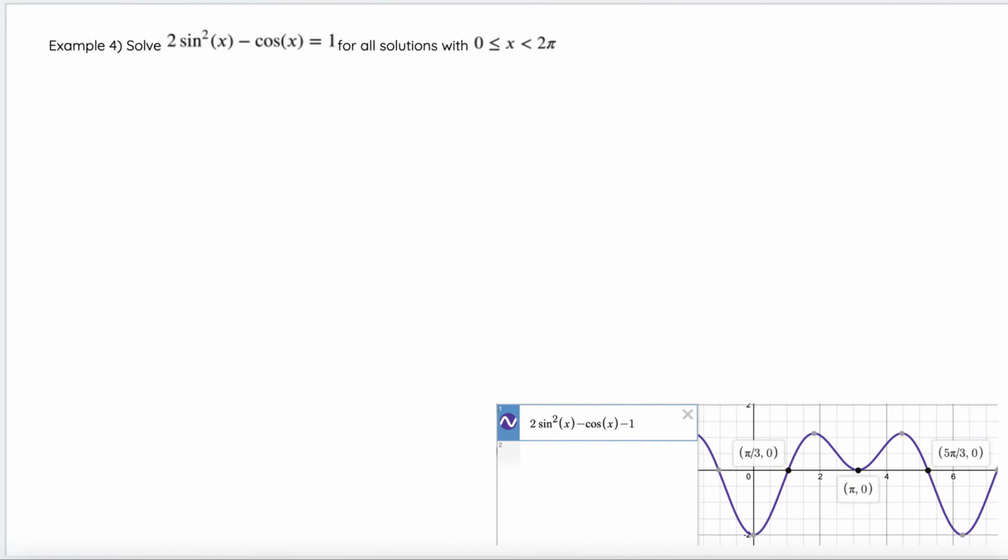Let's see another example. They're going to get progressively a little bit more difficult as we go. In example 4, we have 2 sine squared of x minus cosine of x equal to 1, still between 0 included and 2 pi, which is excluded. I've got sine and cosine happening here. What I'm going to do is replace this sine squared using a Pythagorean identity.